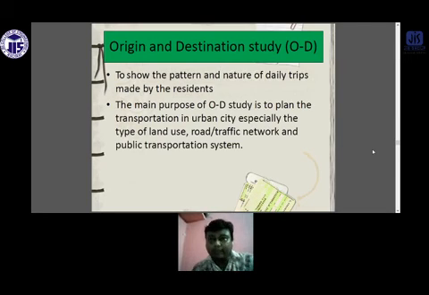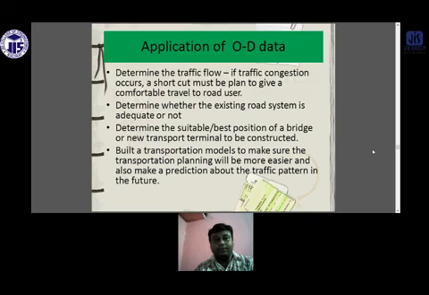This is the origin and destination study. So what is origin and destination? It shows the pattern and the nature of the daily trips made by the residents. The main purpose of the O&D study is to plan the transportation in urban cities, especially the type of land uses, road and traffic networks, and public transportation system. Application of the O&D study: determine the traffic flow.